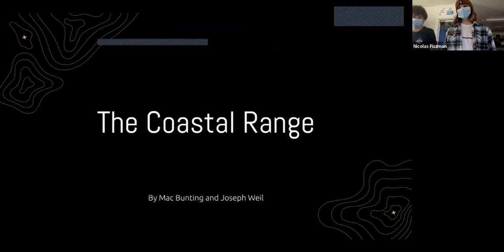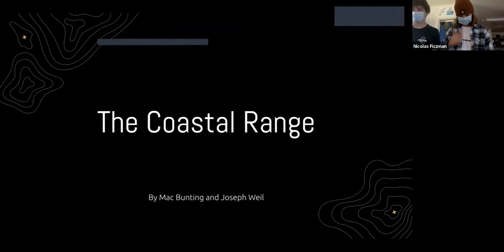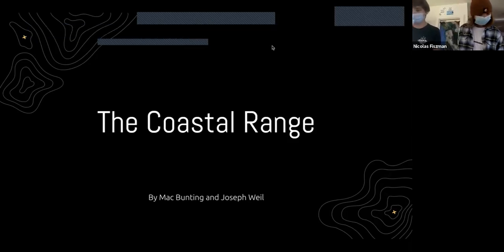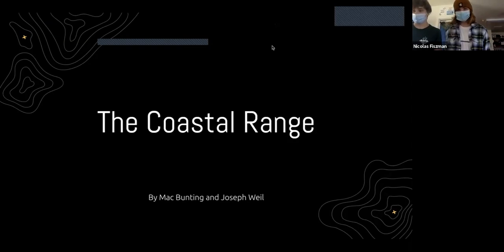Okay, so our presentation is about the Coastal Range, which is in California. The Coastal Range is a geomorphic province that spans 550 miles from Humboldt County all the way north to the foothills of the Klamath Mountains. A geomorphic province is defined as a naturally formed geologic region that shows a distinct landscape or landform.